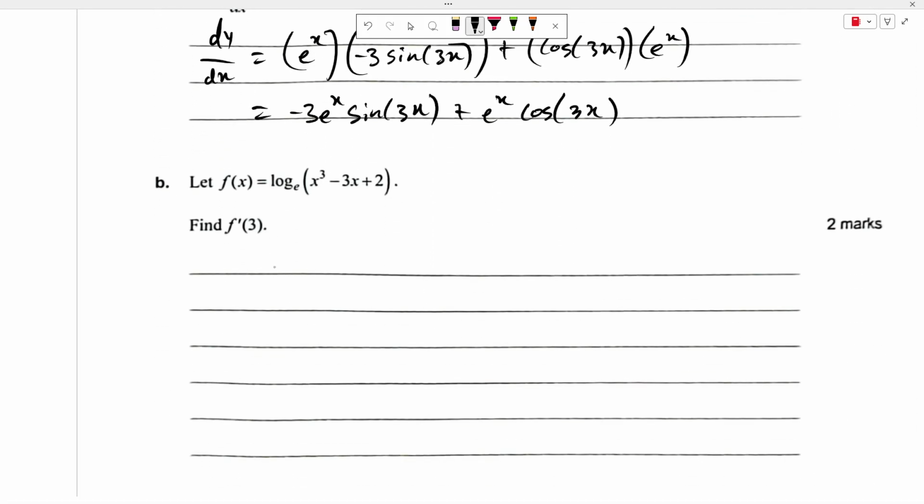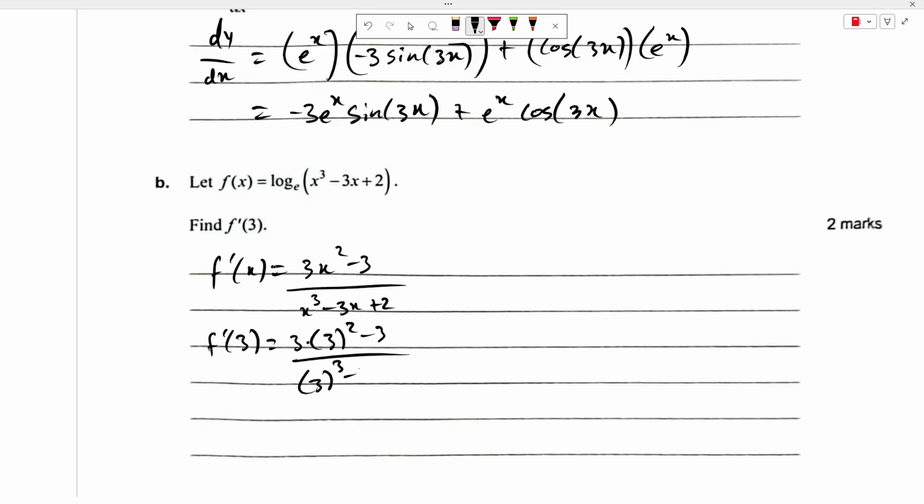Okay, let's go to the next one. So f of x is a log function, and we're going to find f dash of 3. Now the good thing about a log base e function is that the derivative, it's not that difficult to compute. All it's going to be is the derivative of the inside, which is going to be 3x squared minus 3, divided by what's on the inside. Right, so then f dash of 3 is going to be 3 times 3 squared minus 3 over 3 cubed minus 3 times 3 plus 2.